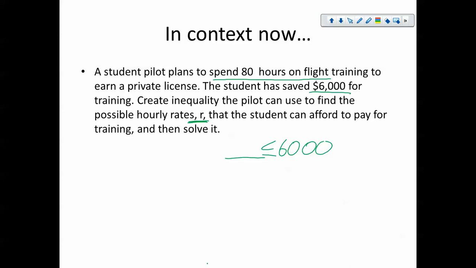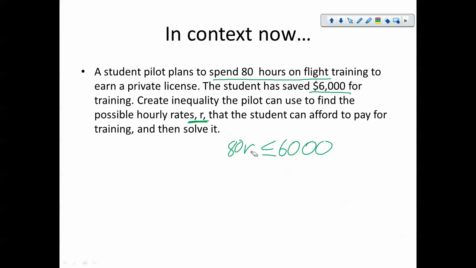And then over here, I'm going to represent how much money this is going to cost. Well, if it's 80 hours and it's an hourly rate of R, that tells me that for every time R increases, it's going to increase the number of hours here. So what operation is happening on the left-hand side? That's going to be multiplication, right? 80 R.